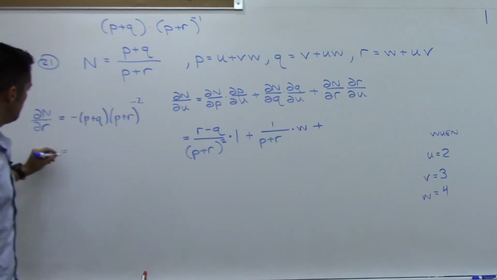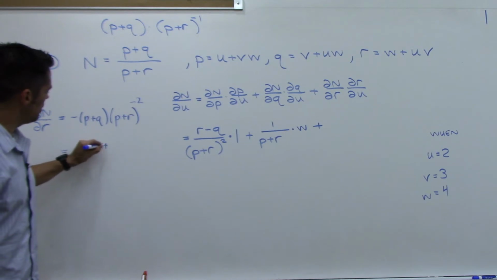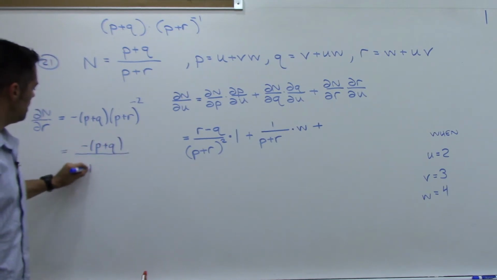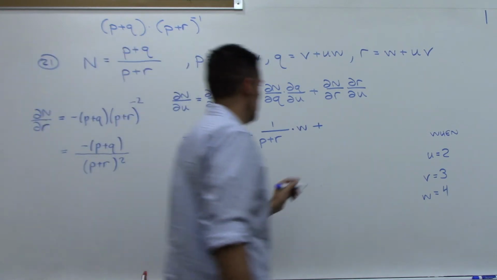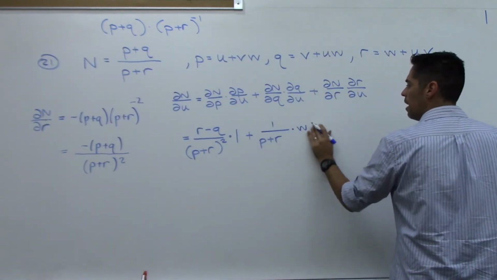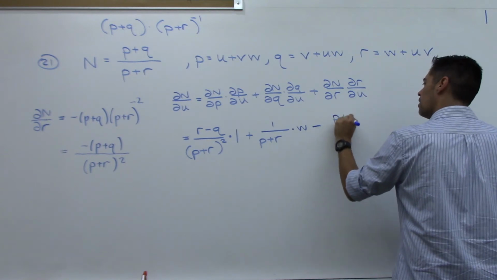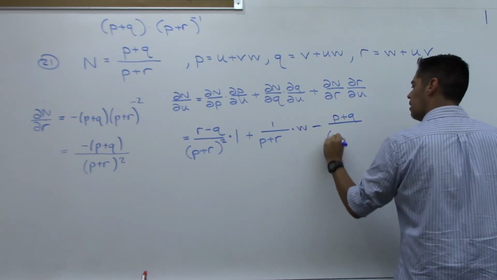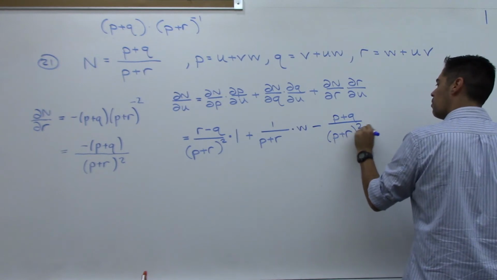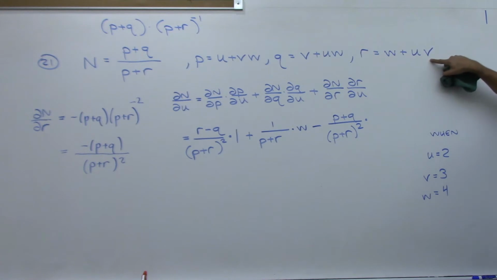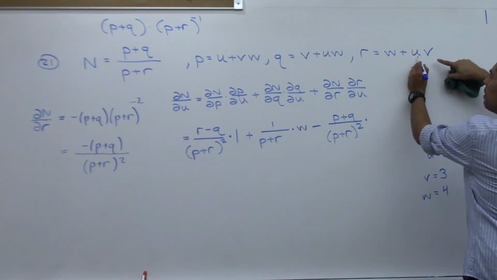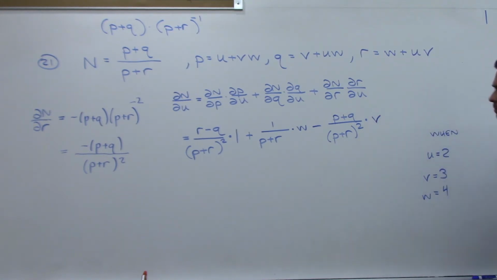And this is just negative p plus q over p plus r squared, just dropping that down. So negative, why don't I pull the negative out here? Negative p plus q over p plus r squared times partial of r with respect to u. So if you do the partial of r with respect to u here, derivative will just be v. Whoa, okay. We have our partial derivative.